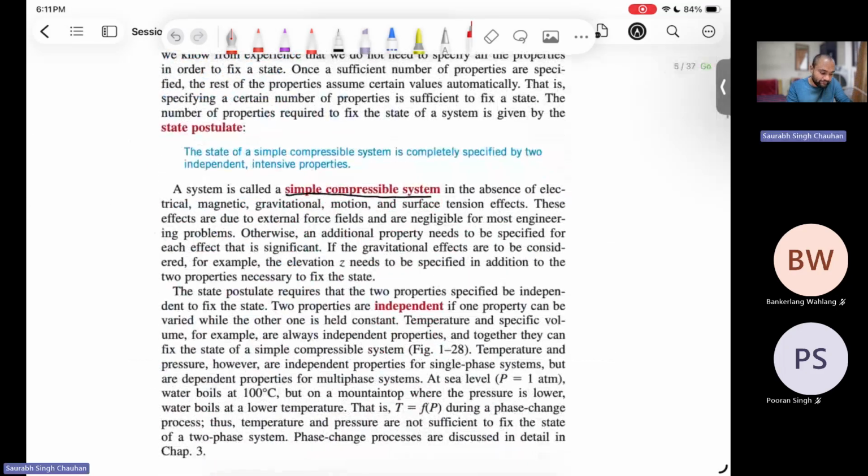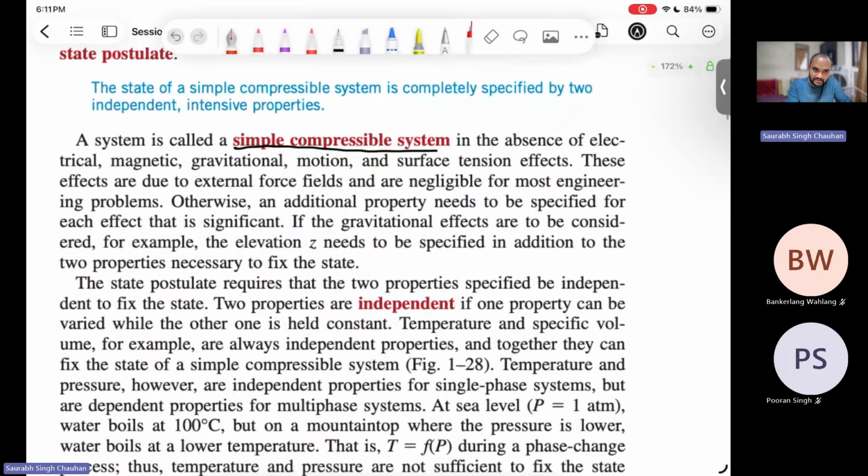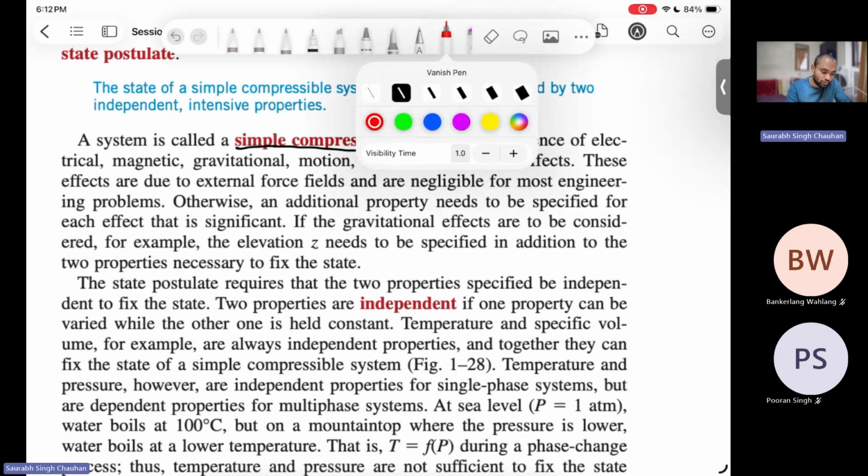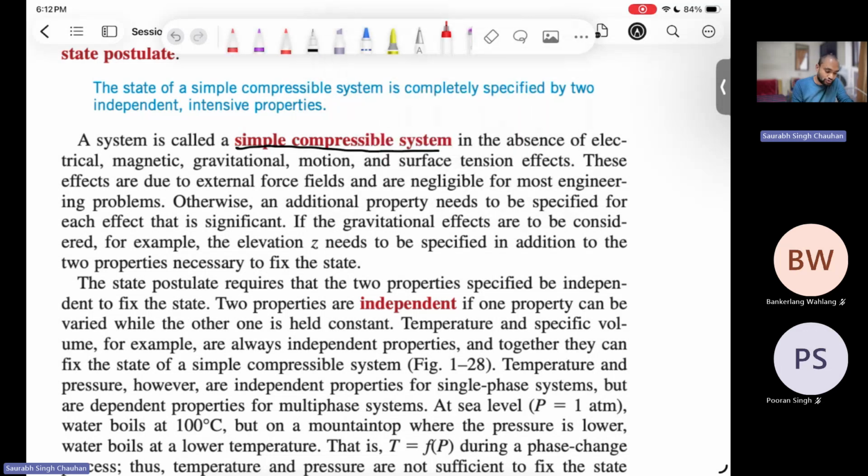If there are other force fields, for example gravity or magnetism, then for that particular force field you will require another property. In a simple compressible system where we have only two independent properties, these sorts of external force fields are absent. If the gravitational effects are to be considered, for example, the elevation Z needs to be specified in addition to the two properties necessary to fix the state.